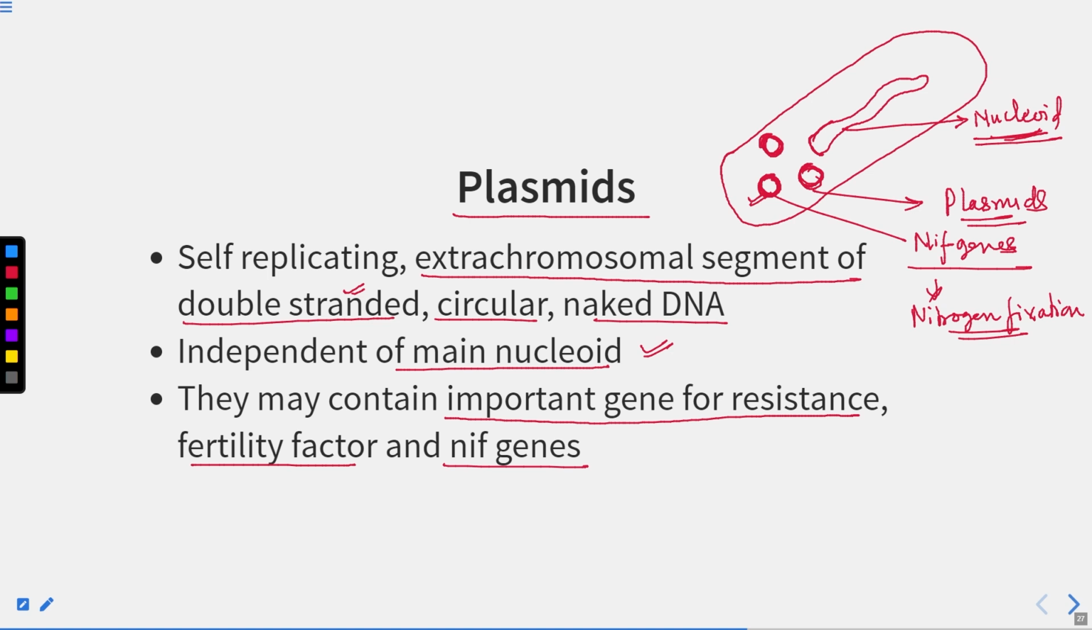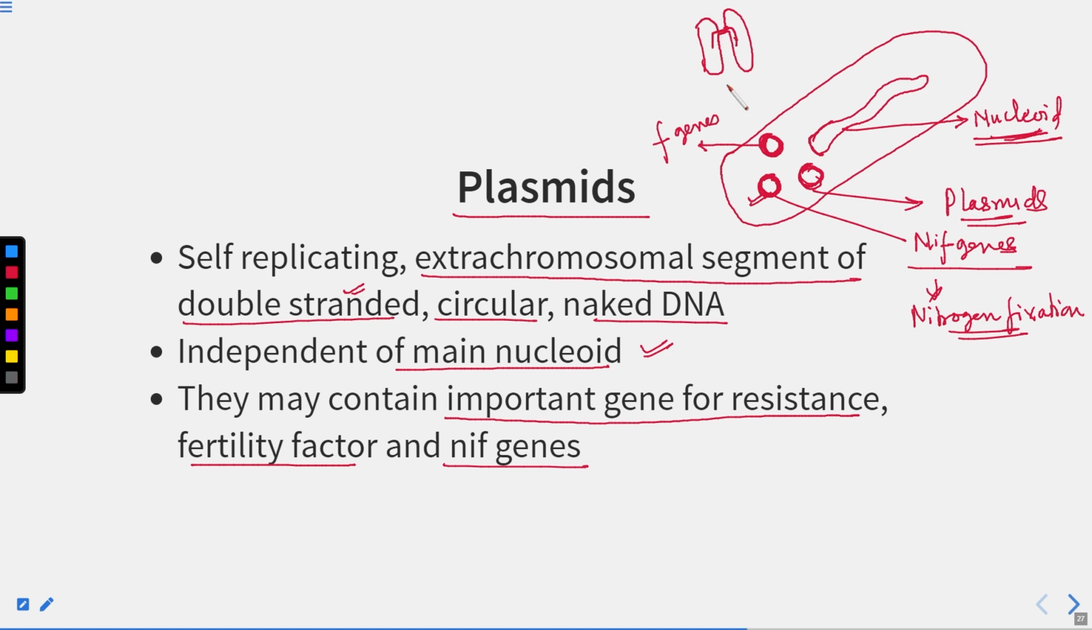Now there are certain genes that are responsible for fertility, the F gene. Fertility means sometimes pili structures are there, and this pili structure forms a bridge between two cells, and the DNA passes through this bridge, this tube-like structure, from one bacterial cell to another.